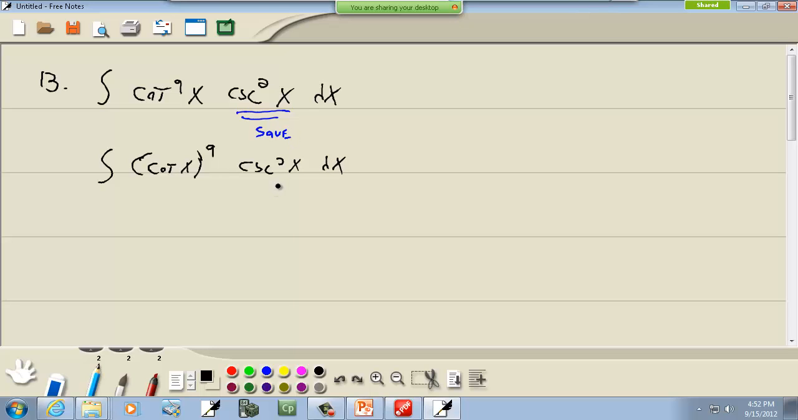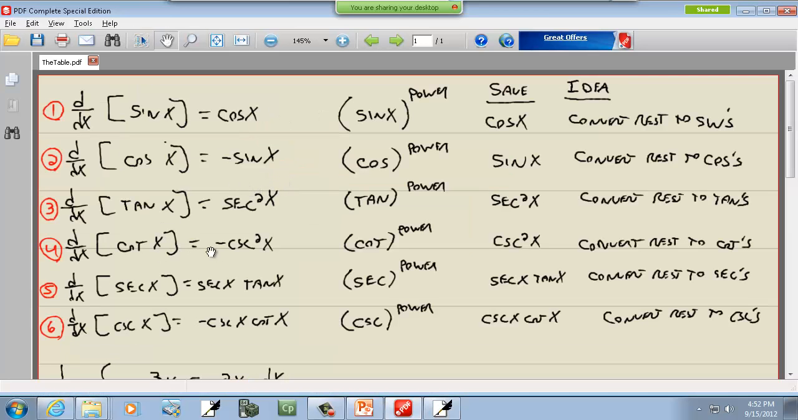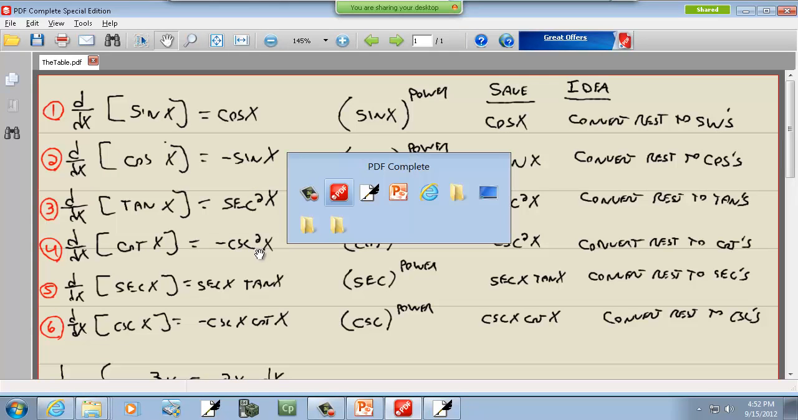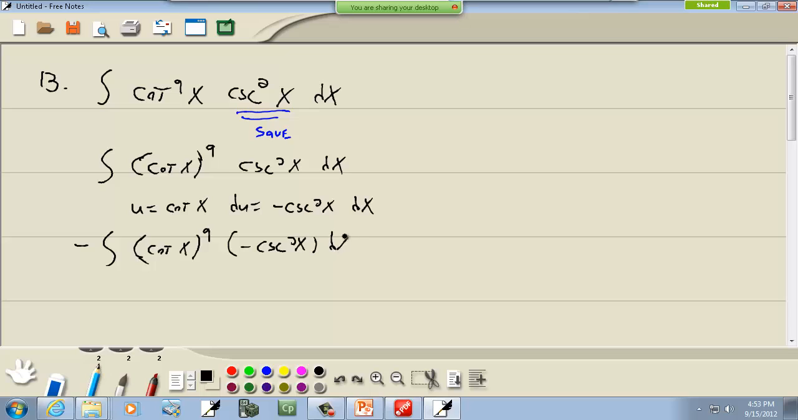Now the reason why we do that is because the derivative of cotangent over here is equal to negative cosecant squared. So again, that's why we're saving it. So u is going to equal cotangent x. du will be a negative cosecant squared x dx. So we just need a negative out in front, and then this needs to be a negative cosecant squared, like that. Now we can do our u substitution.